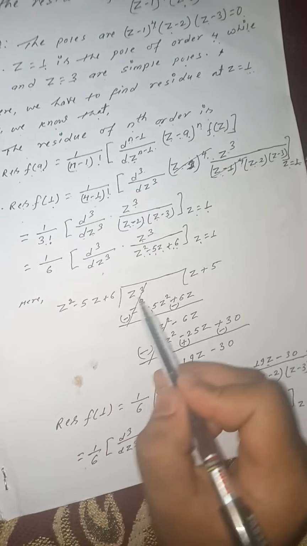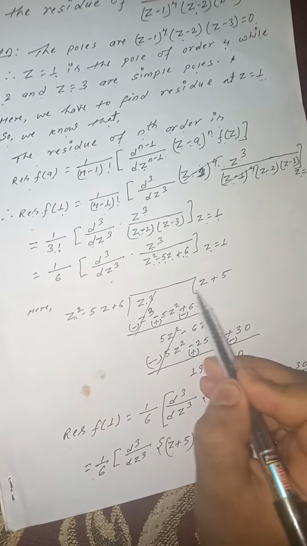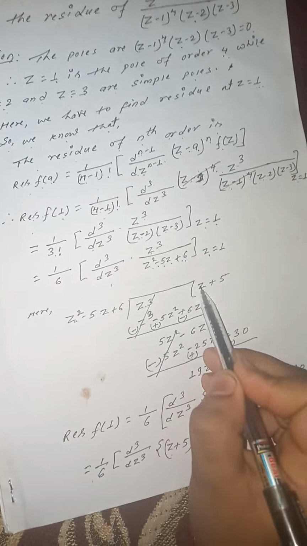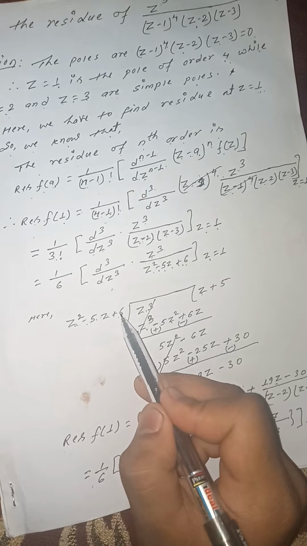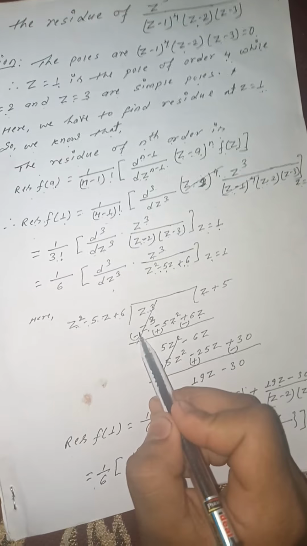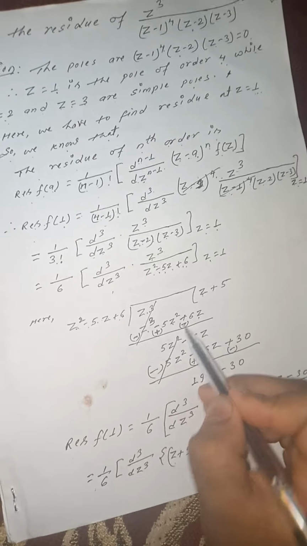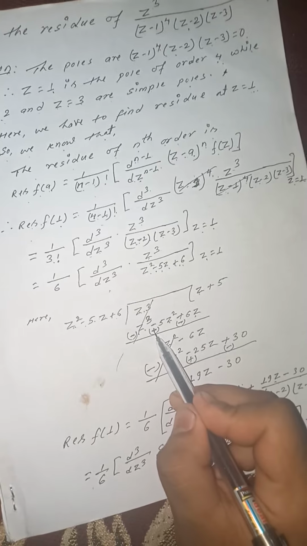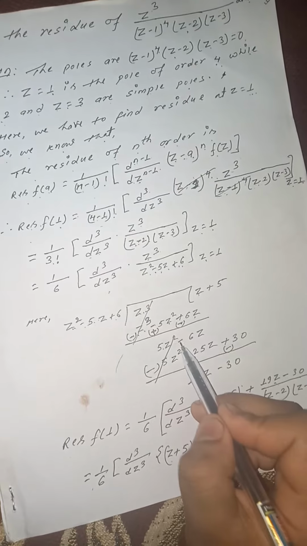While dividing z cubed by z squared minus 5z plus 6: z squared times z gives z cubed, so we multiply the divisor by z, and we get z cubed minus 5z squared plus 6z. Now while subtracting we have to change the signs: plus changes into minus, minus changes into plus, and plus changes into minus. Here z cubed and minus z cubed will cancel. Then with the changed signs we get plus 5z squared and minus 6z.